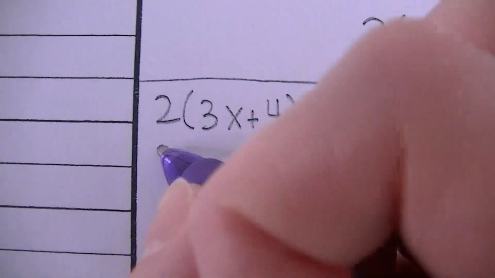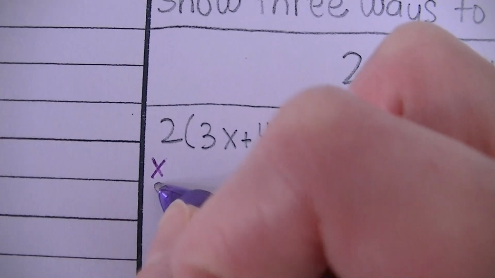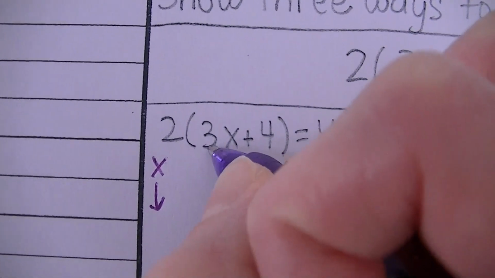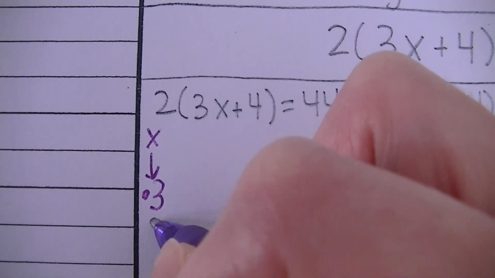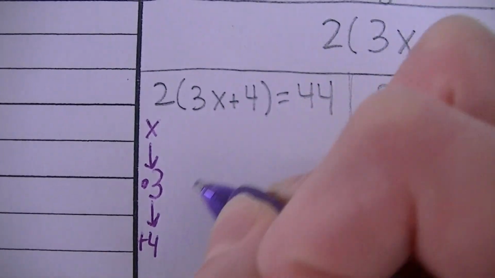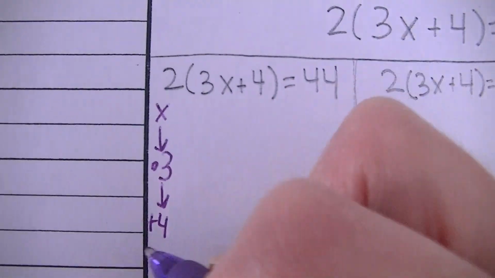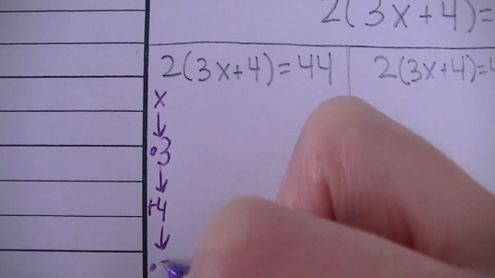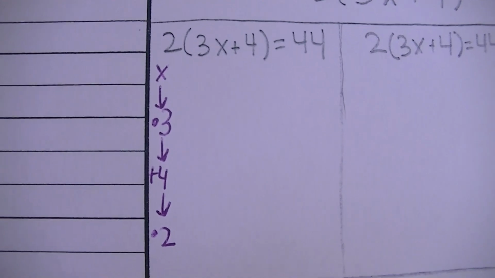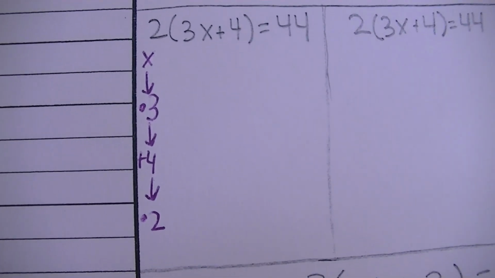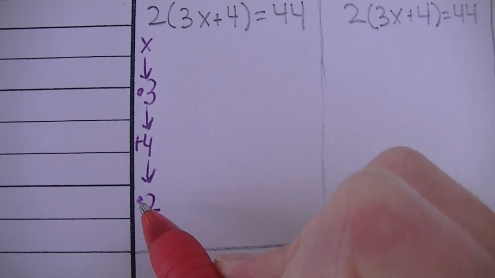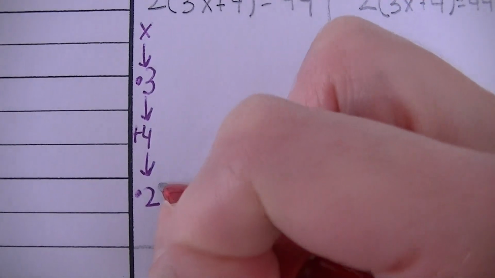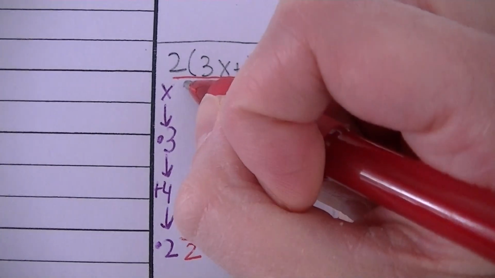So we're going to start off with that variable. And then after they had the variable, they multiplied it by 3. And then after that, they added 4. And then after that, they multiplied that whole quantity by 2. Okay? So now our first step in unbuilding the equation is using inverse operations, and what's the inverse operation of multiply by 2? That would be divide by 2. So up here, you're going to divide both sides by 2.